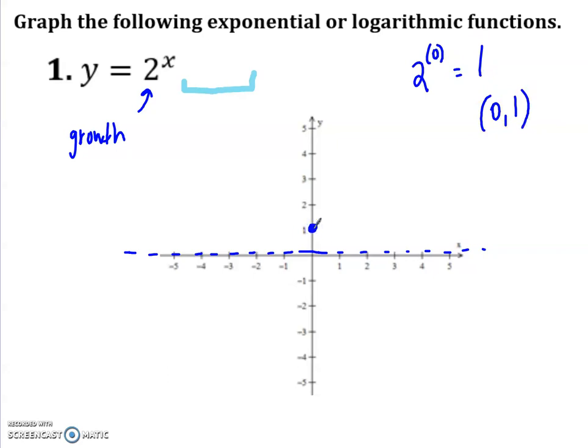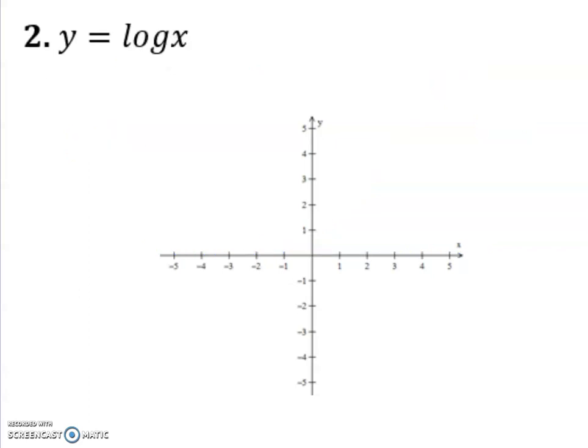We said this is a growth. Not only is it a growth, but it's an exponential growth. An exponential growth is going to look like the fancy E. It's going to look like that, and that's all. We're done. We know it's a growth, we have the shape of it correct, and then we have my asymptote and my y-intercept.